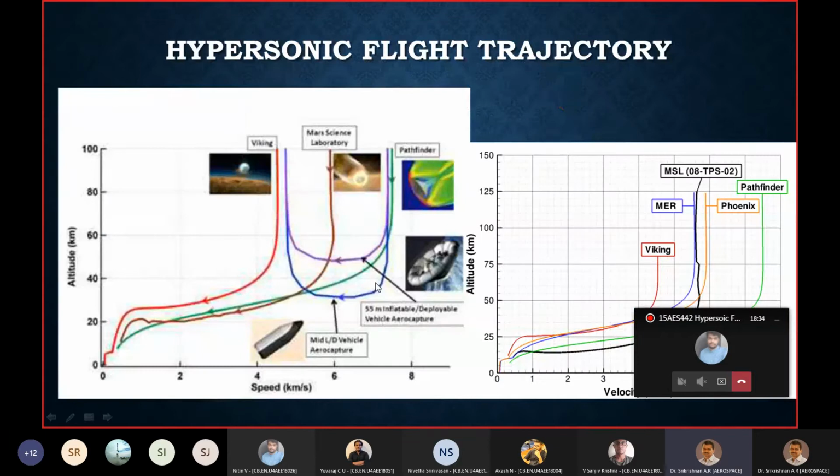These are some similar maps for other vehicles. I'm not going into details of it. In fact, re-entry per se is not important for us. I'm just highlighting these as applications for hypersonic flow, so applications for some of the analysis that we are going to discuss later. So these are just similar flight trajectory maps for other vehicles.